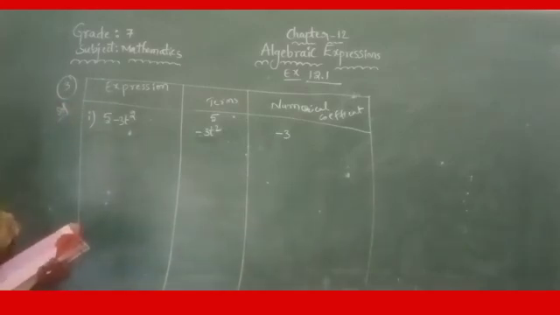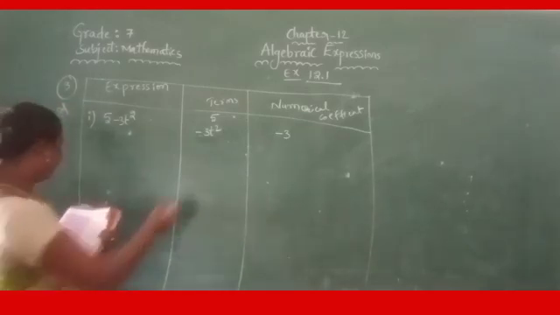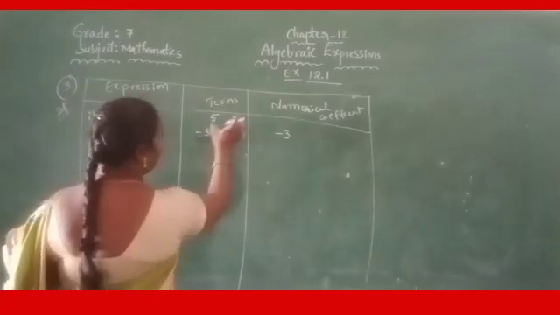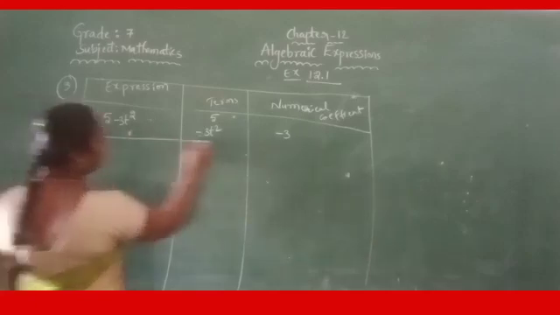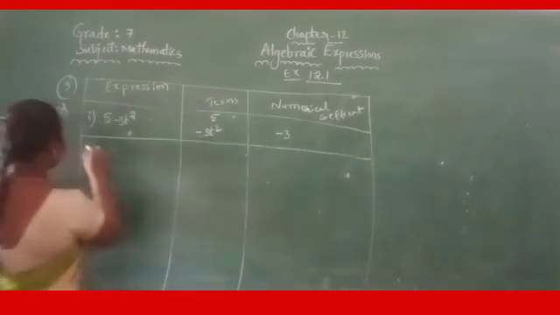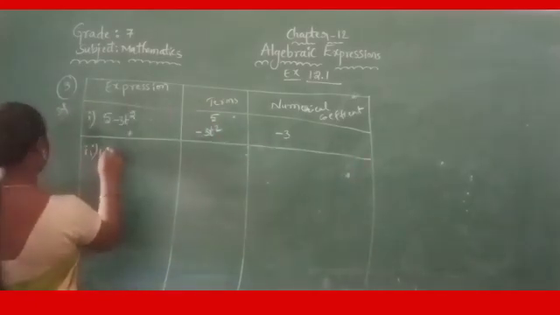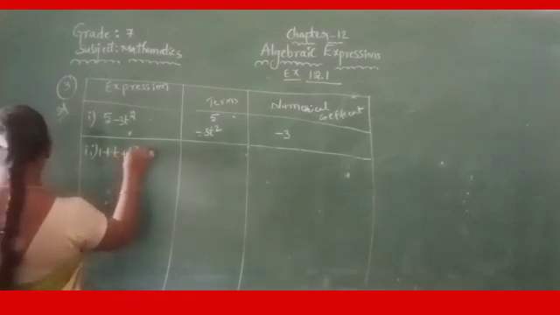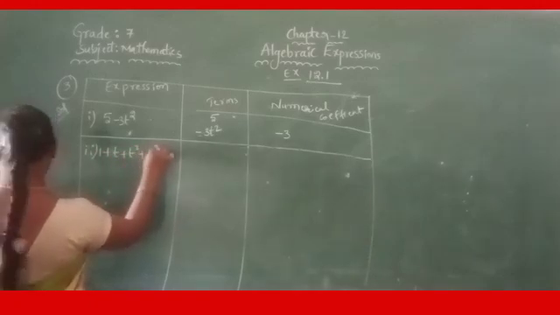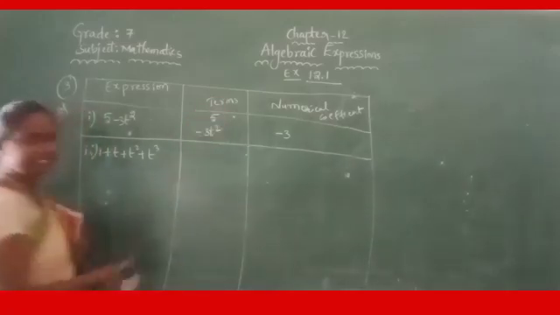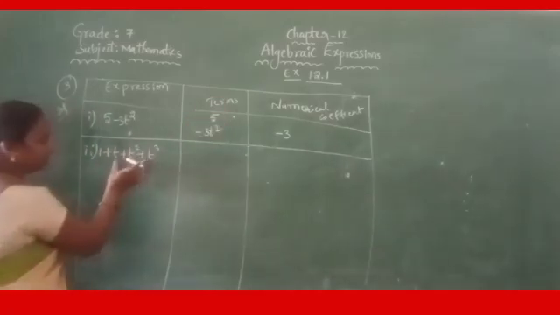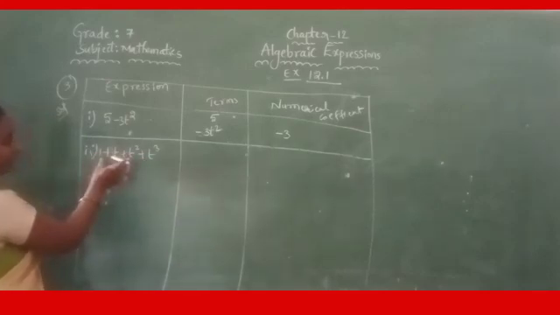For that constant we have to write here. Here the numerical coefficient is minus 3. Very good. So similarly, the second expression is 1 plus t square plus t cube. So other than constants, don't consider here. Only the terms of variables.